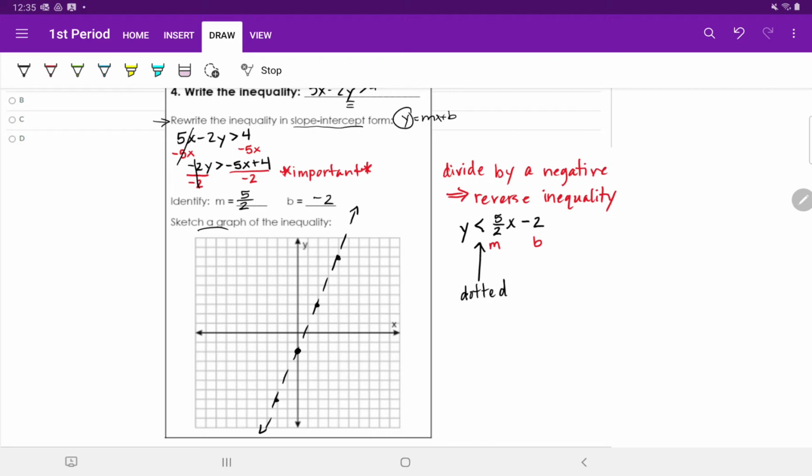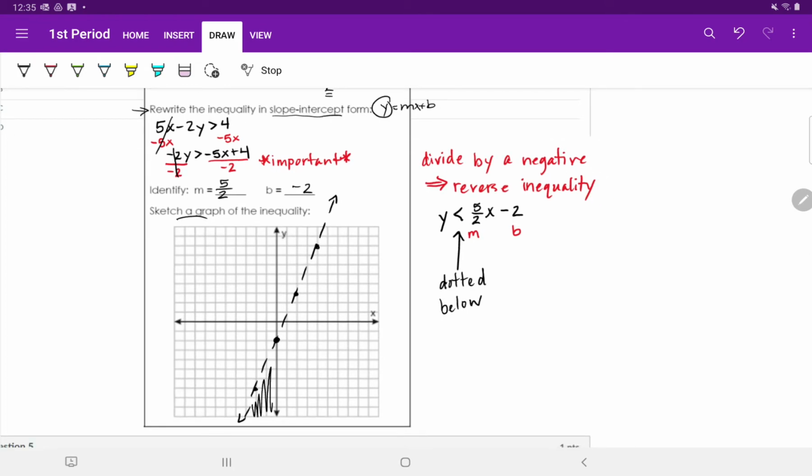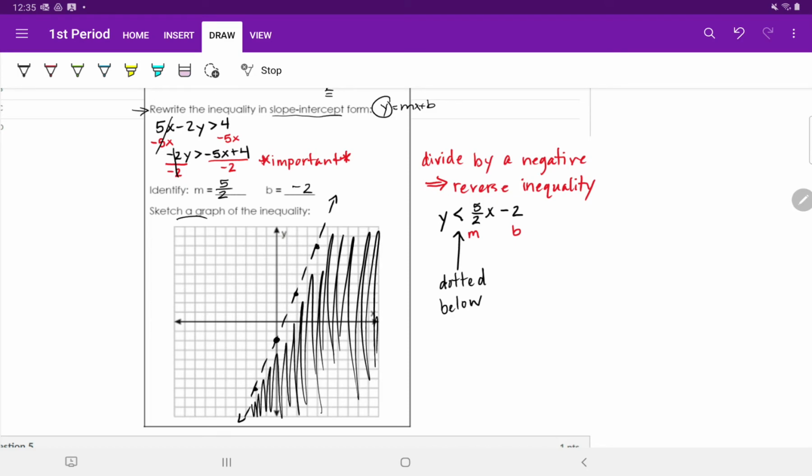And then we need to do our shading. It's a less than symbol. Less than means below. So we will shade below our boundary line. So that's this whole area over here.